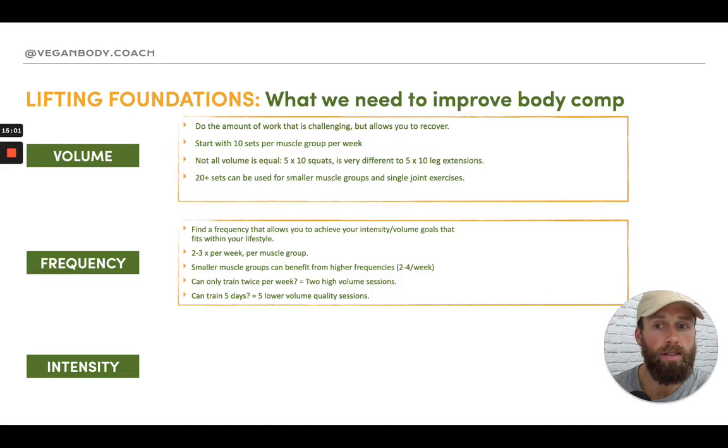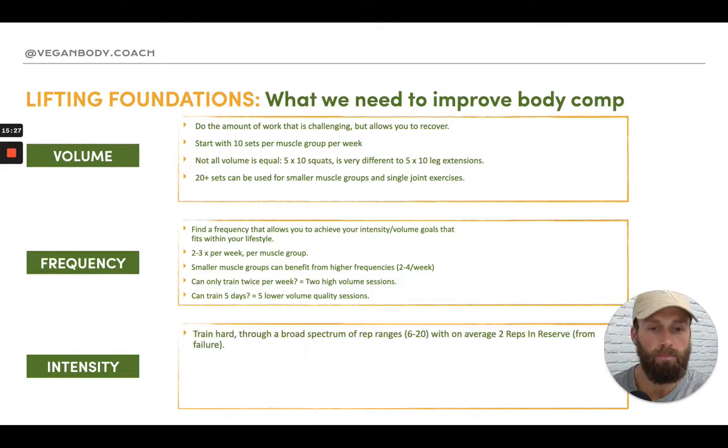And vice versa. You can be training as hard as you can, absolutely going to the wall on every single set and going past failure on every single set. But if you're only doing 1 or 2 sets per muscle group per week, you'll grow to a certain level, but you'll be leaving some growth in the tank, and you won't be optimizing your training.